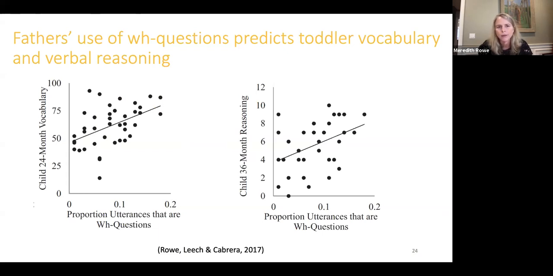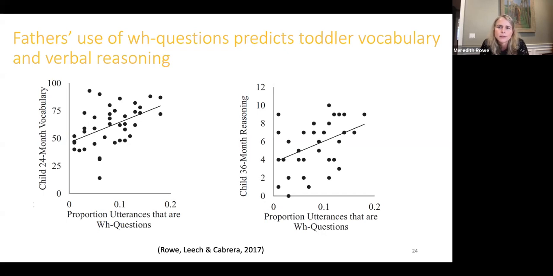And it turned out that it was not the amount that the fathers were talking that predicted the children's vocabulary, but the proportion of their talk that was actually WH questions. These are who, what, where, when, why, how questions in English. So fathers that were asking more of those questions, and many of them were what questions during book reading. It was this sort of sequence of like, what's that? And the child would say cow, and what's that?